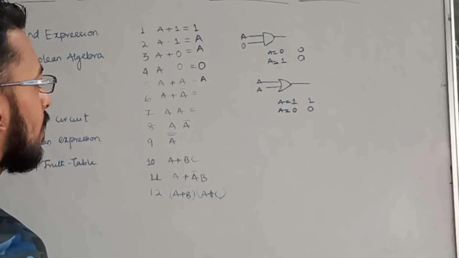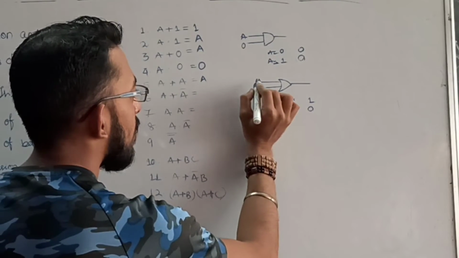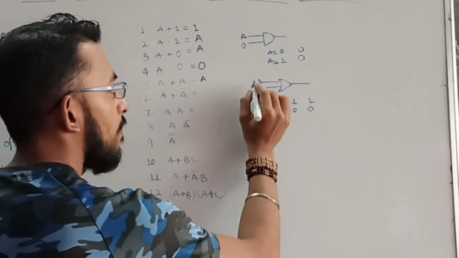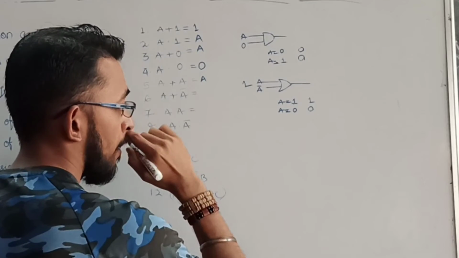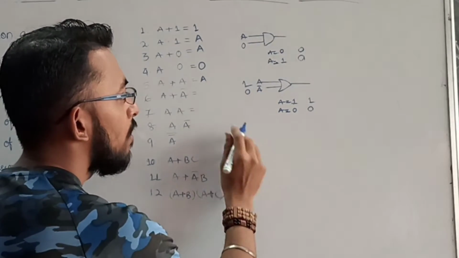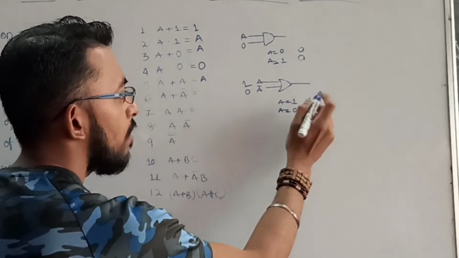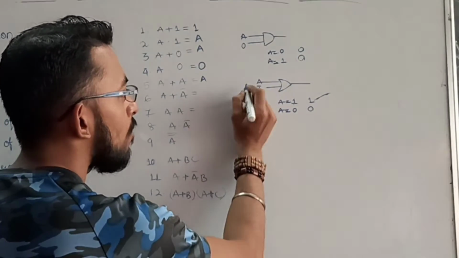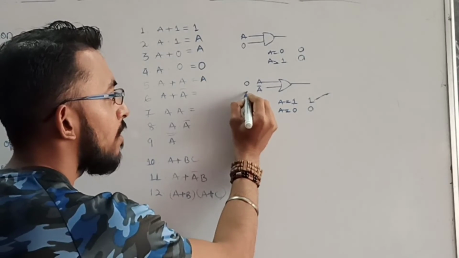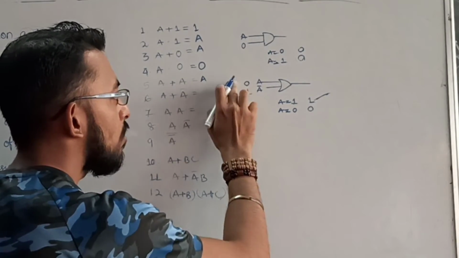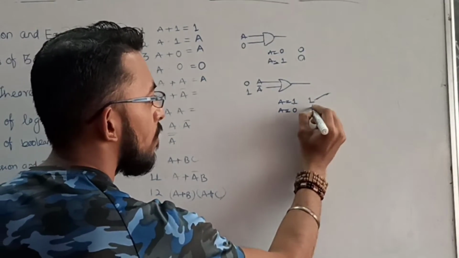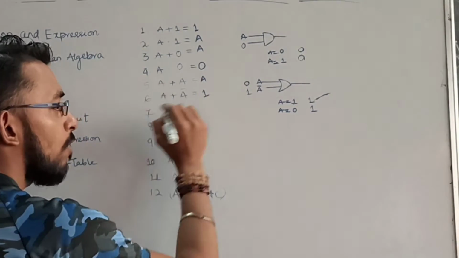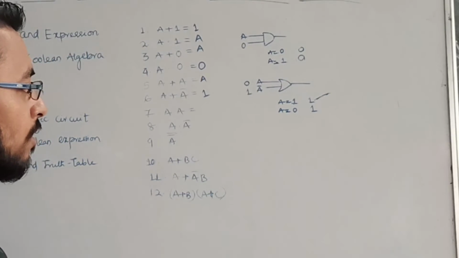Okay. Now, A plus A bar means one input is A, second input is A bar. If A equal to 1, what will be A bar? A bar will become 0. 1, 0 OR will give me value 1. Now, if A equal to 0, what will be the A bar? A bar is nothing but 1. Then 0, 1, same, OR will give me value 1. It means A plus A bar always going to give me a value 1.